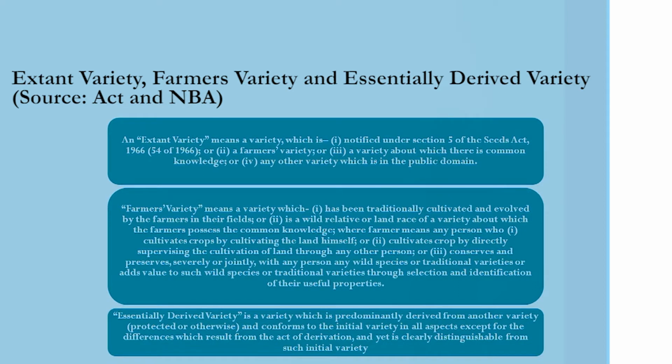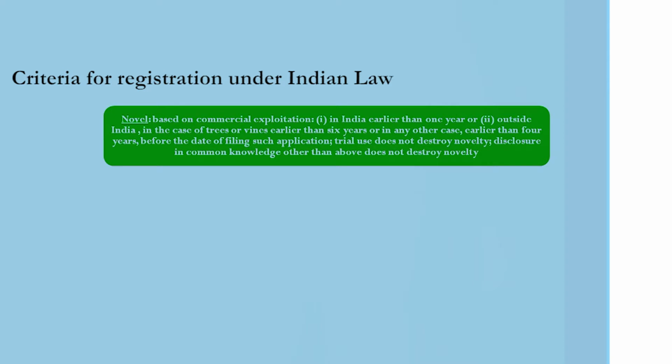in all aspects except for differences which result from the act of derivation, and yet it is clearly distinguishable from the initial variety. Now, the Act requires that any of these varieties are required to be novel, distinct, uniform and stable. So, what are these characteristics regarding novelty, distinctness, uniformity and stability?